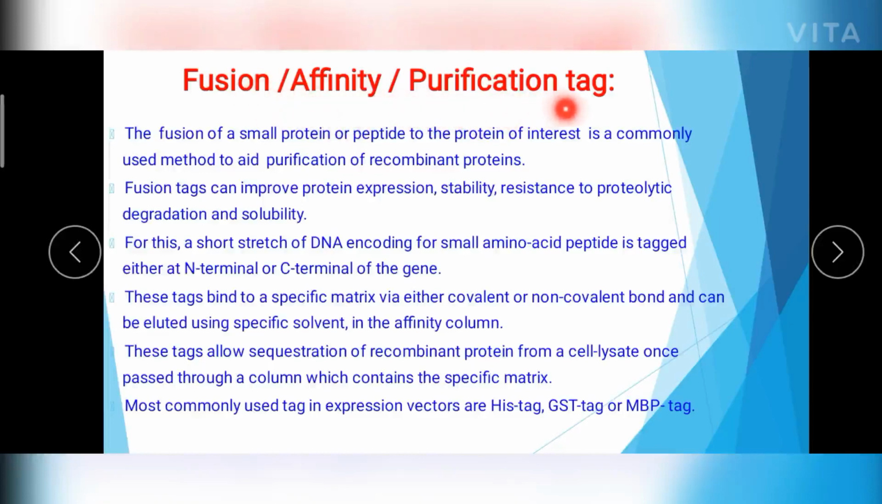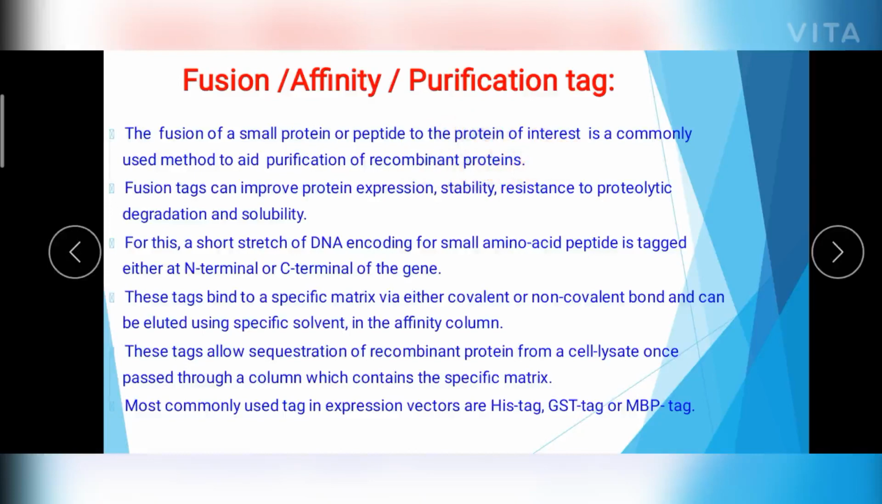It is also called an affinity tag or purification tag. This is a short stretch of DNA which is attached to our desired gene, either at the N terminal or C terminal region of that desired gene. This tag produces a small peptide which is present along with our recombinant protein. The small peptide plus our recombinant protein together is called a fusion protein.